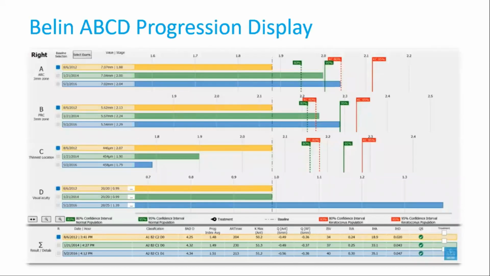And this is a graphical display where, over time, the K values are compared with the normal and a keratoconic database is generated. And here, as we can see, A stands for anterior cornea, B for posterior cornea, C for corneal thickness, and D for visual acuity.